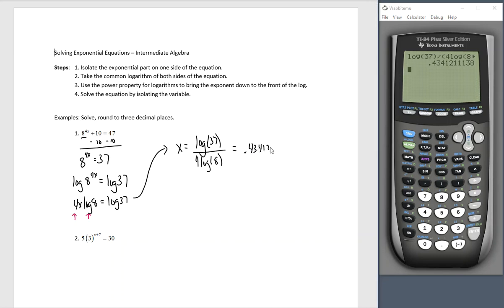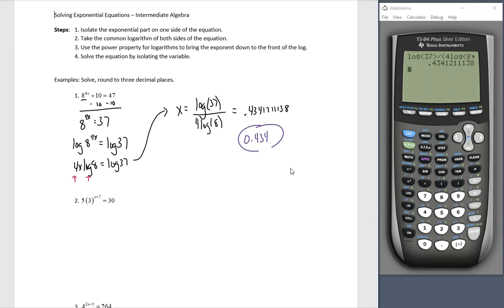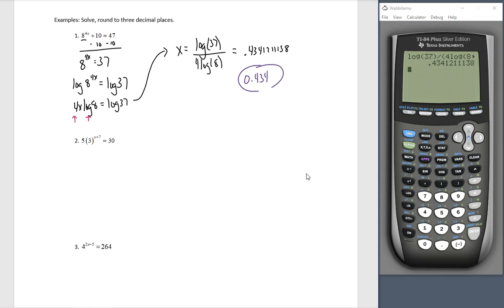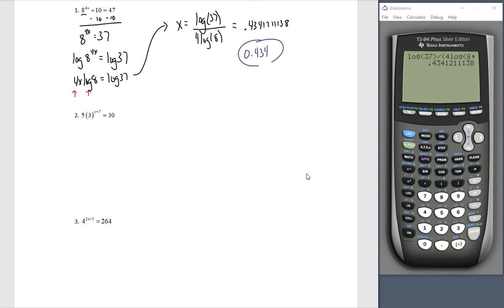Round to 3 decimal places, so let's make our answer 0.434. Alright, don't make it any more complicated than it needs to be. Alright, I'm going to leave that there.